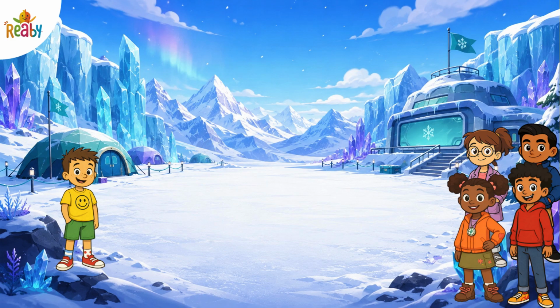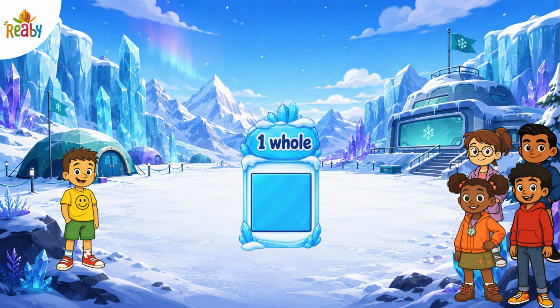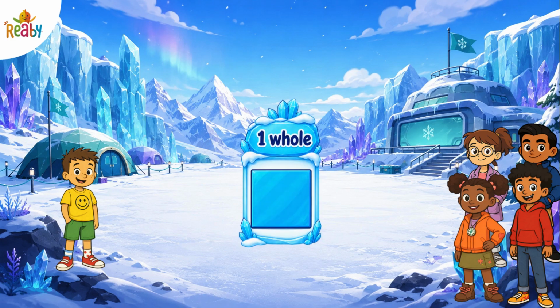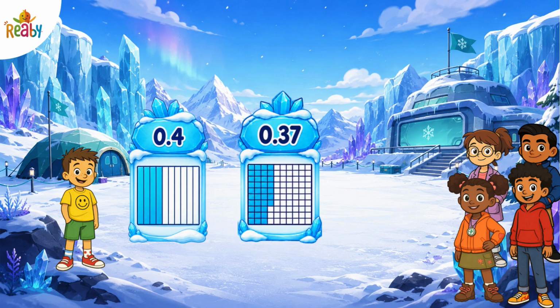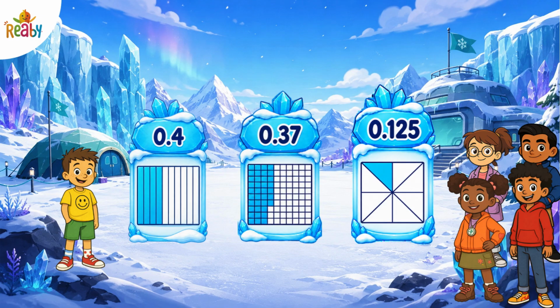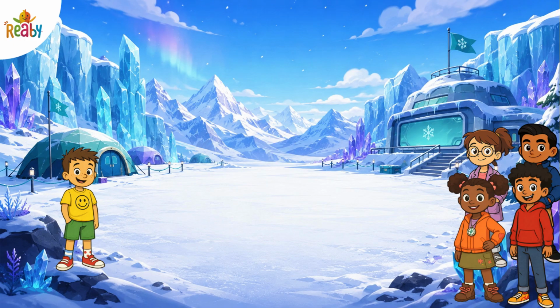A decimal is a number that can show part of a whole. Whole numbers count complete things. Decimals can show amounts between whole numbers, like 0.4, 0.37, 0.125. Decimals help us be more precise. We can use decimals to measure things like snow depth, distance, or time. And just like whole numbers, decimals use place value to show what each digit means. The decimal point separates the whole number part from the decimal part.